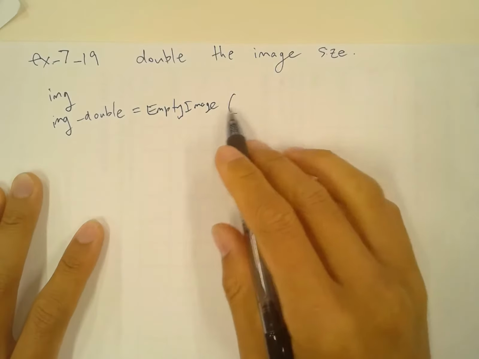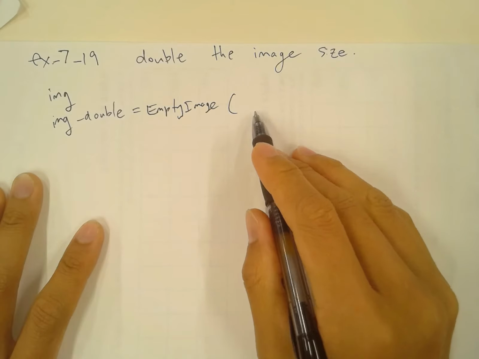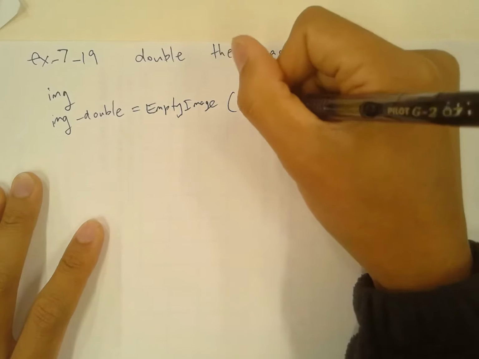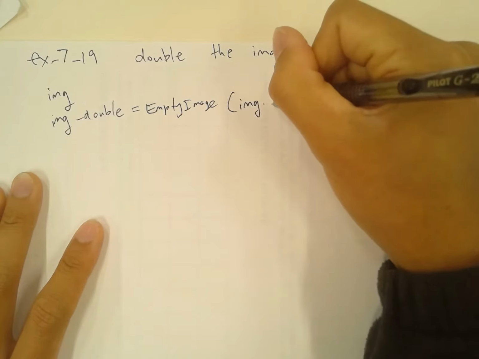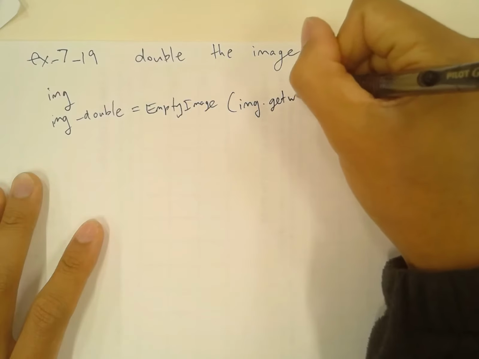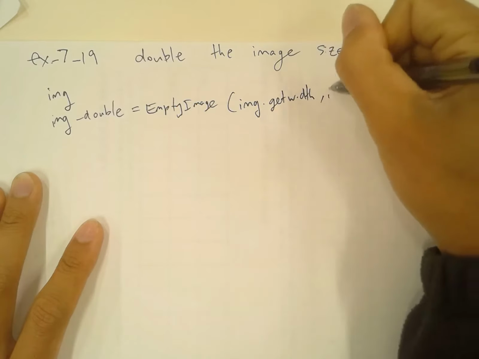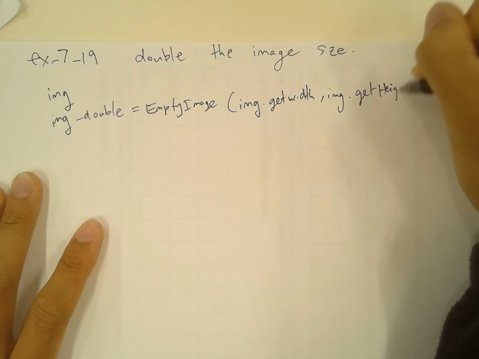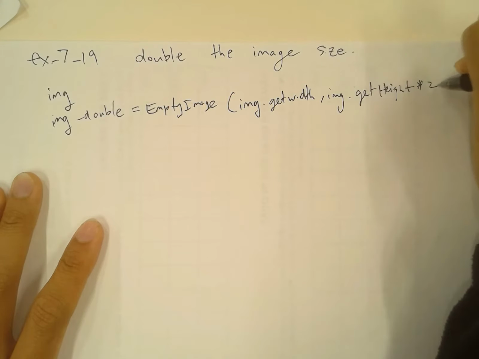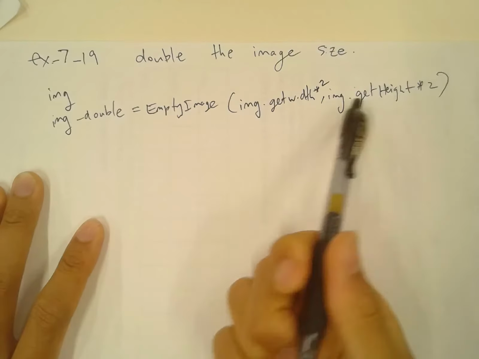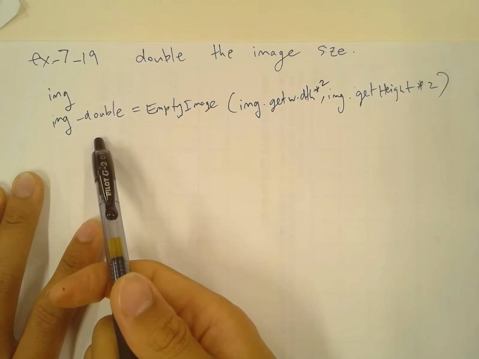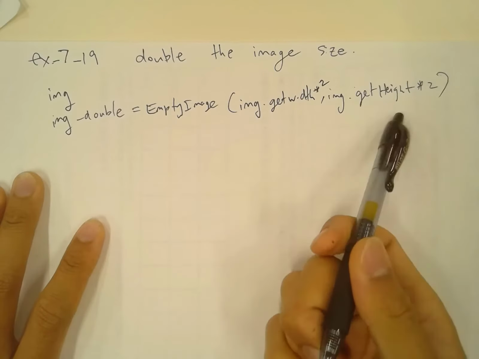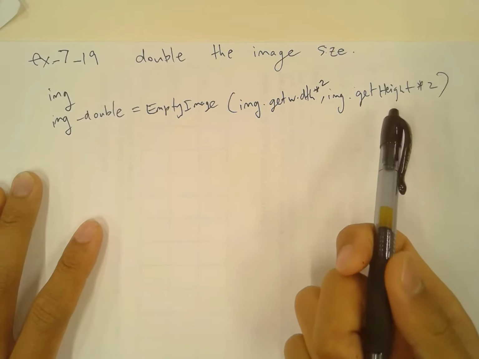Inside of empty image, you need to give it as arguments the width and height of the image. So you're going to say img.getWidth, and then img.getHeight, and we're going to multiply both of those values by 2. So now we have an empty image that has 2 times the width and 2 times the height.